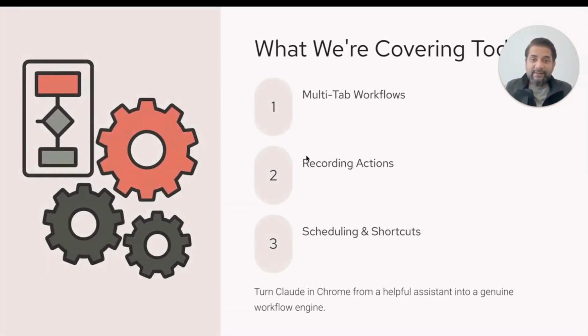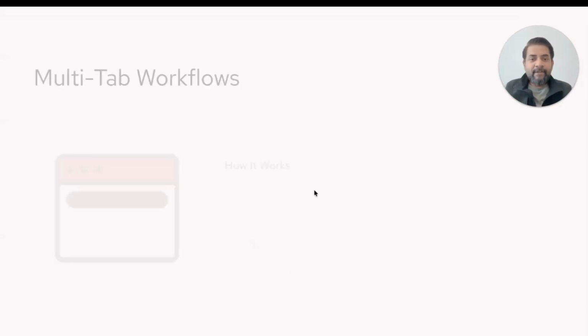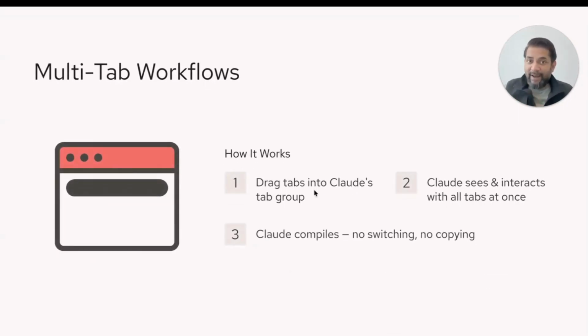Let us start with multi-tab. The concept is simple, but the impact is huge. So instead of asking Claude to work with one page at a time, you can group multiple tabs together and let Claude see and interact with all of them at once. And here is how it works. You drag the tabs you want Claude to work with into Claude's designated tab group. Now, once they are grouped, Claude can view and interact with every tab in the group simultaneously.